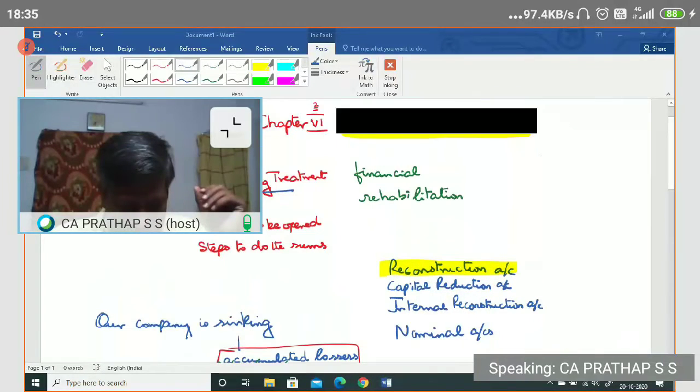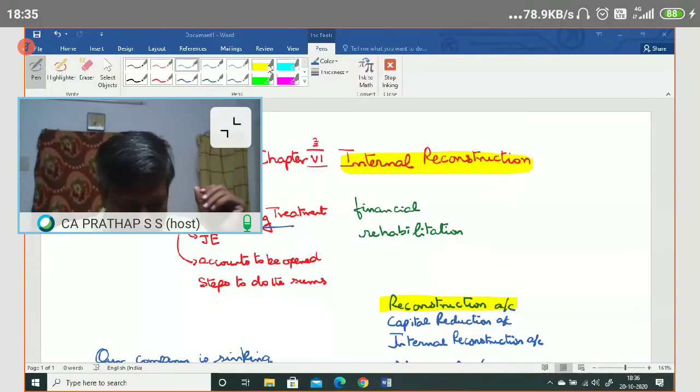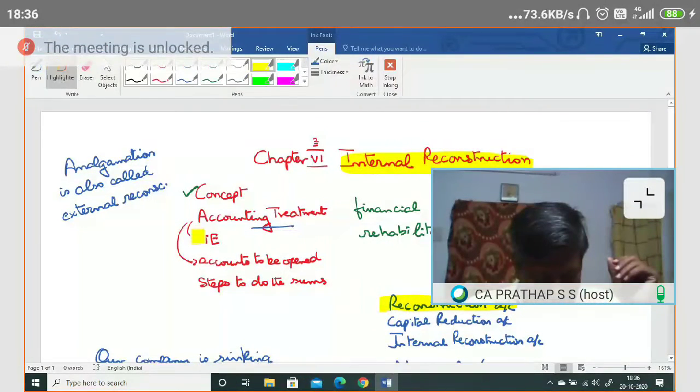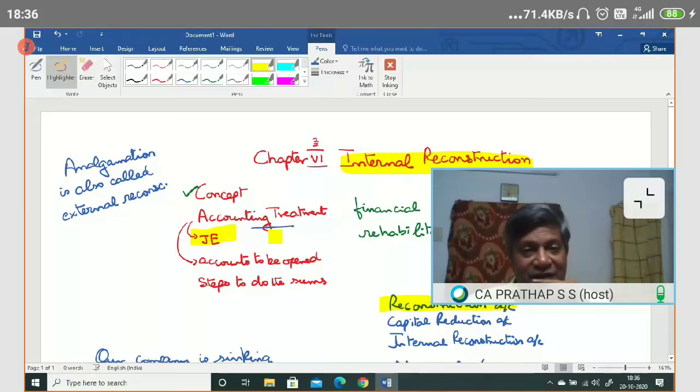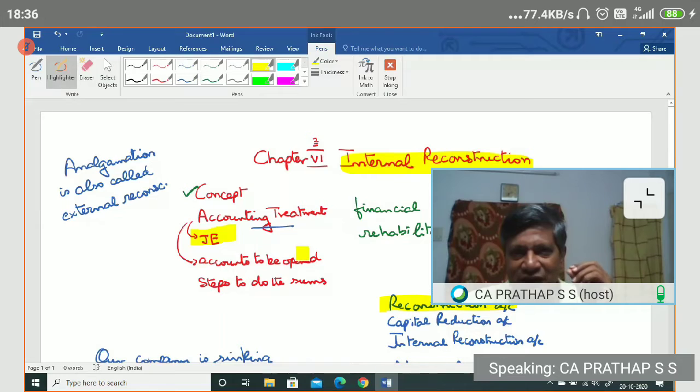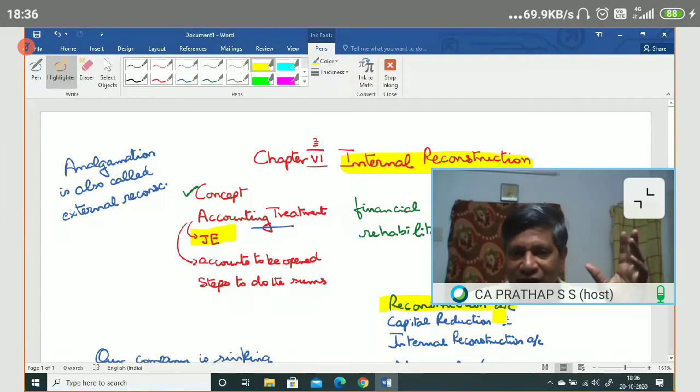You're okay, guys. So now another thing in reconstruction, a very important component from the exam point of view, is journal entries. It is very simple. Whenever a stakeholder sacrifices, we have to debit them, and we have to credit the reconstruction account. Correct? Then the account to be opened: the basic account is only one account you have to open, that is the reconstruction account, also called capital reduction account, internal reconstruction account. We'll use the word reconstruction.